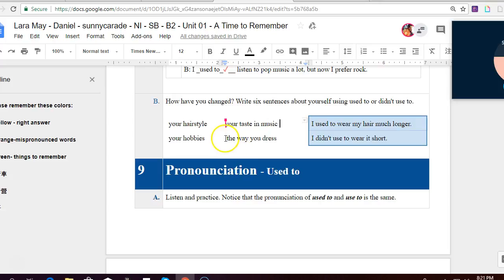Okay. And next, can you please read this word? The way you dress. In here, the way you dress means how you wear clothes. Are you fashionable or old fashioned? Just like that, okay? Now, with these words, you are going to create sentences, okay? So we will start with your hairstyle.